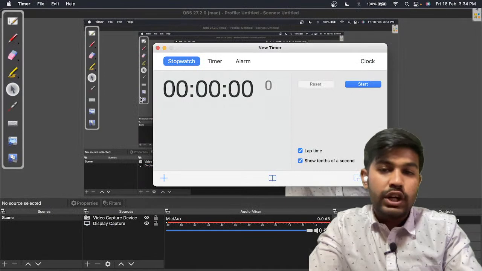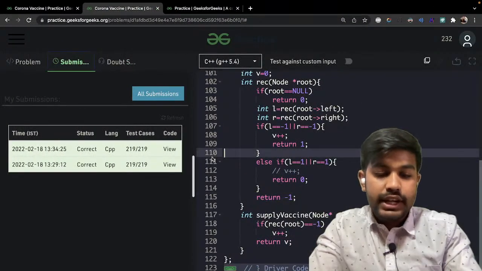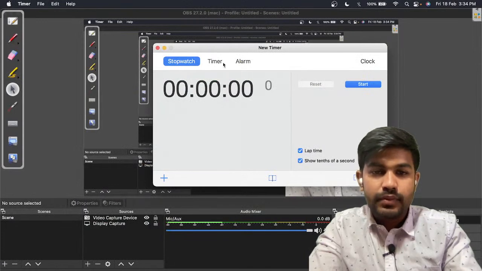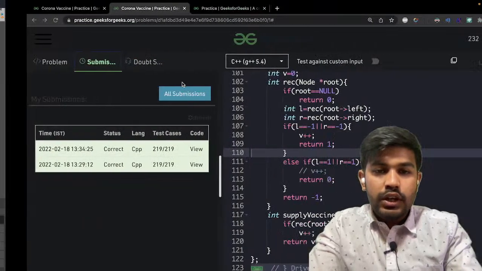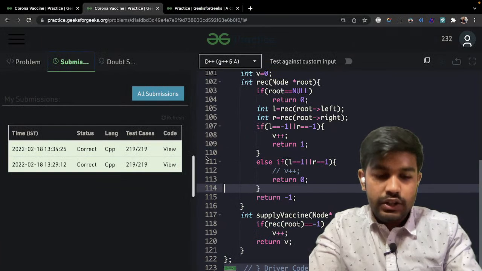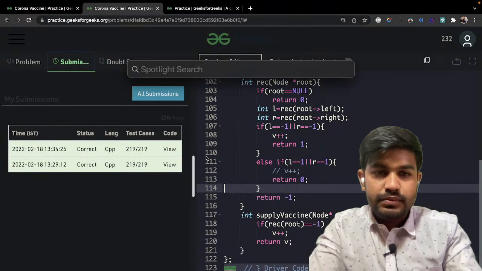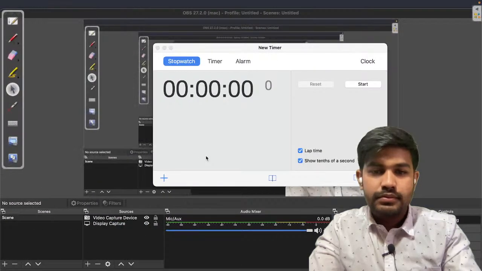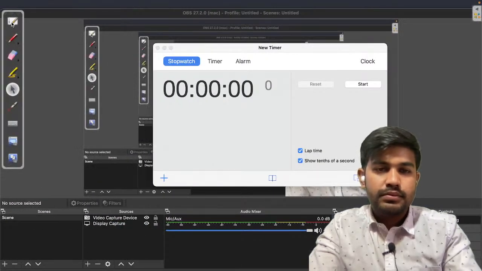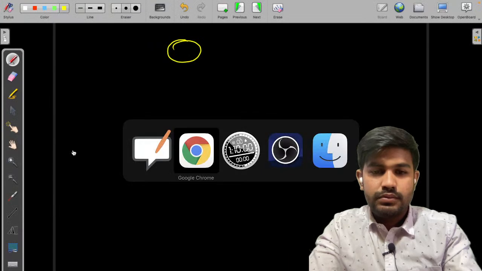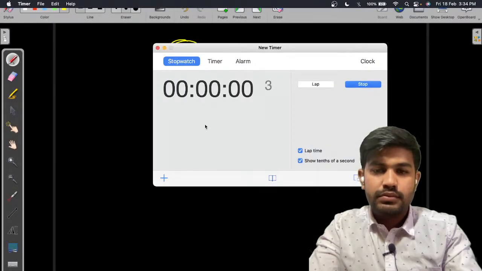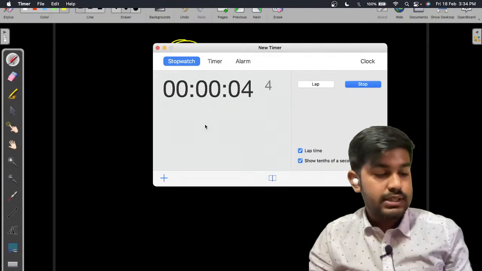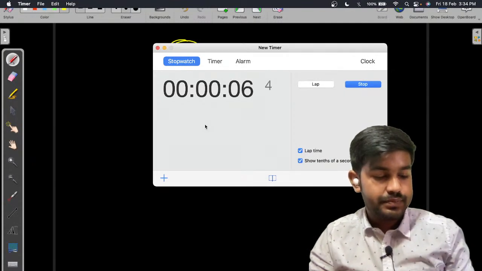Still, if it is not clear, I would just wait for the next 1 minute to see if there are any more doubts or not. So quickly tell me if things are clear to you or not. Let's wait for the last 1 minute and quickly tell me if things are clear to you or not.